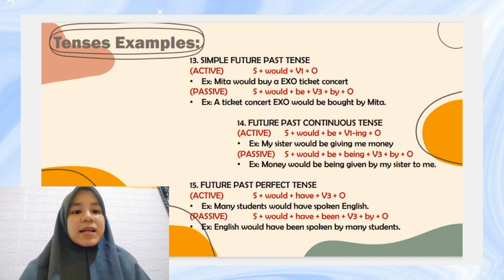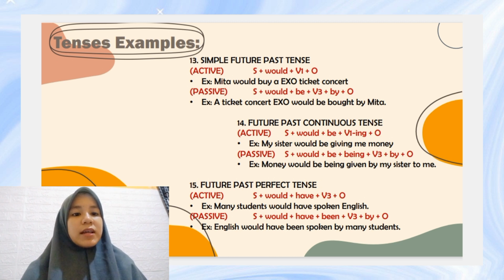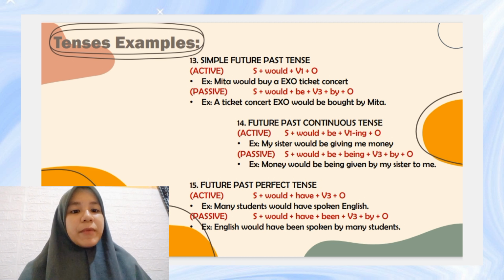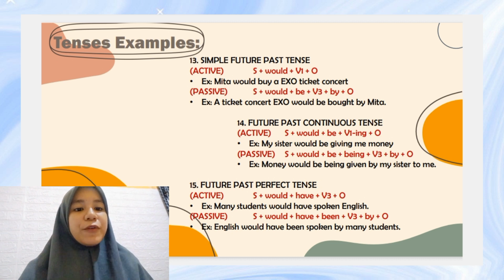Next, future past continuous tense. Pattern active: subject plus would plus be plus verb 1 plus -ing plus object. Example, my sister would be giving me money. Pattern passive: subject plus would plus be plus being plus verb 3 plus by plus object. Example, money would be being given by my sister to me.